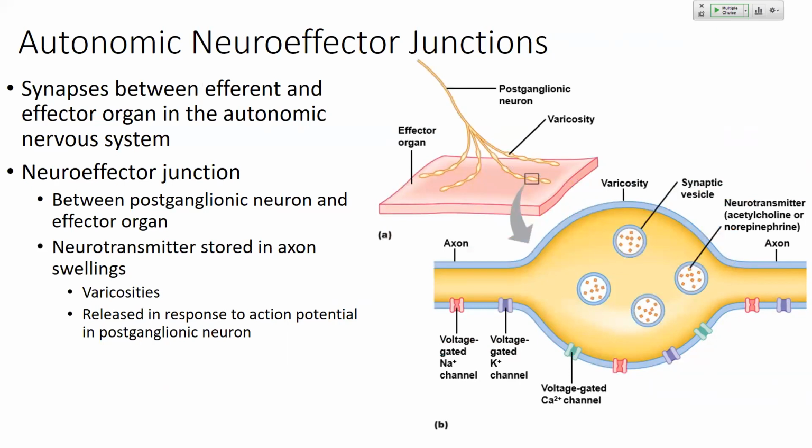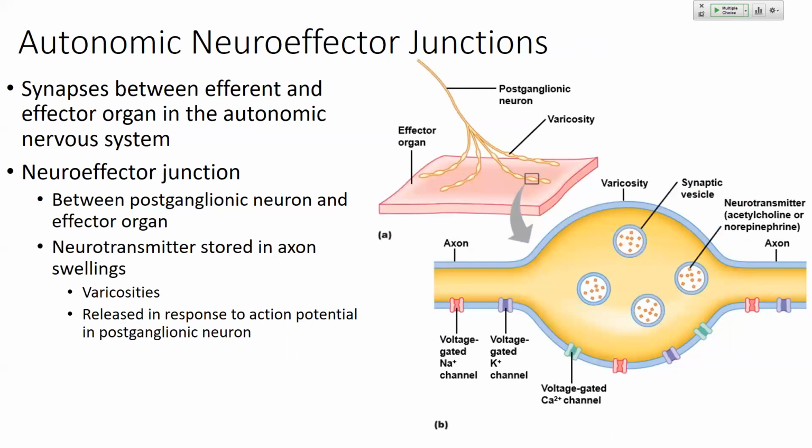So when we say efferent, we're really talking about that postganglionic neuron, which is bringing some sort of signal or instruction or communication from the brain out to the effector tissue, which is an autonomic nerve, the postganglionic nerve. So the area between a postganglionic neuron and your effector tissue is the neuroeffector junction.